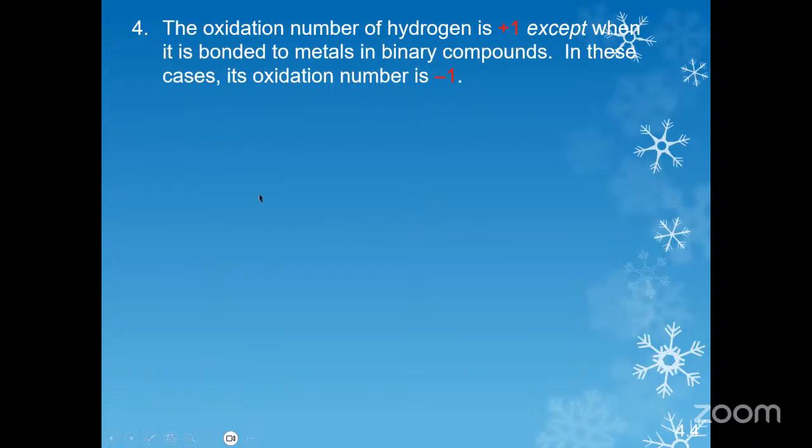Number 4 says the oxidation number of hydrogen is +1 in most cases, excepting when the hydrogen is bonded to a metal. If hydrogen is bonded to a metal, then the oxidation number of hydrogen in those instances will be -1. So that's another special rule for hydrogen.